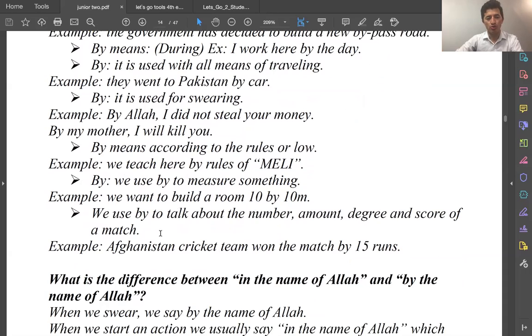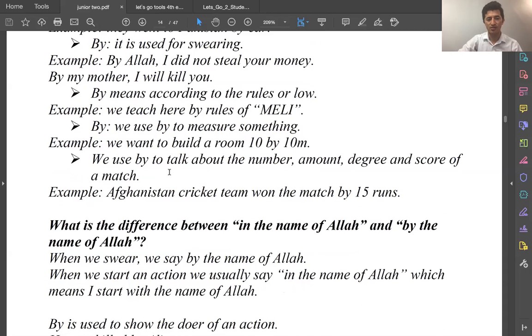We use by to measure something. When you measure some stuff like a table, a room, or any other stuff, you can use by for measurement also. You can say that our room is 10 by 4. I want to buy a table 20 feet by 10 feet. So you can use any different types of measurement for that.